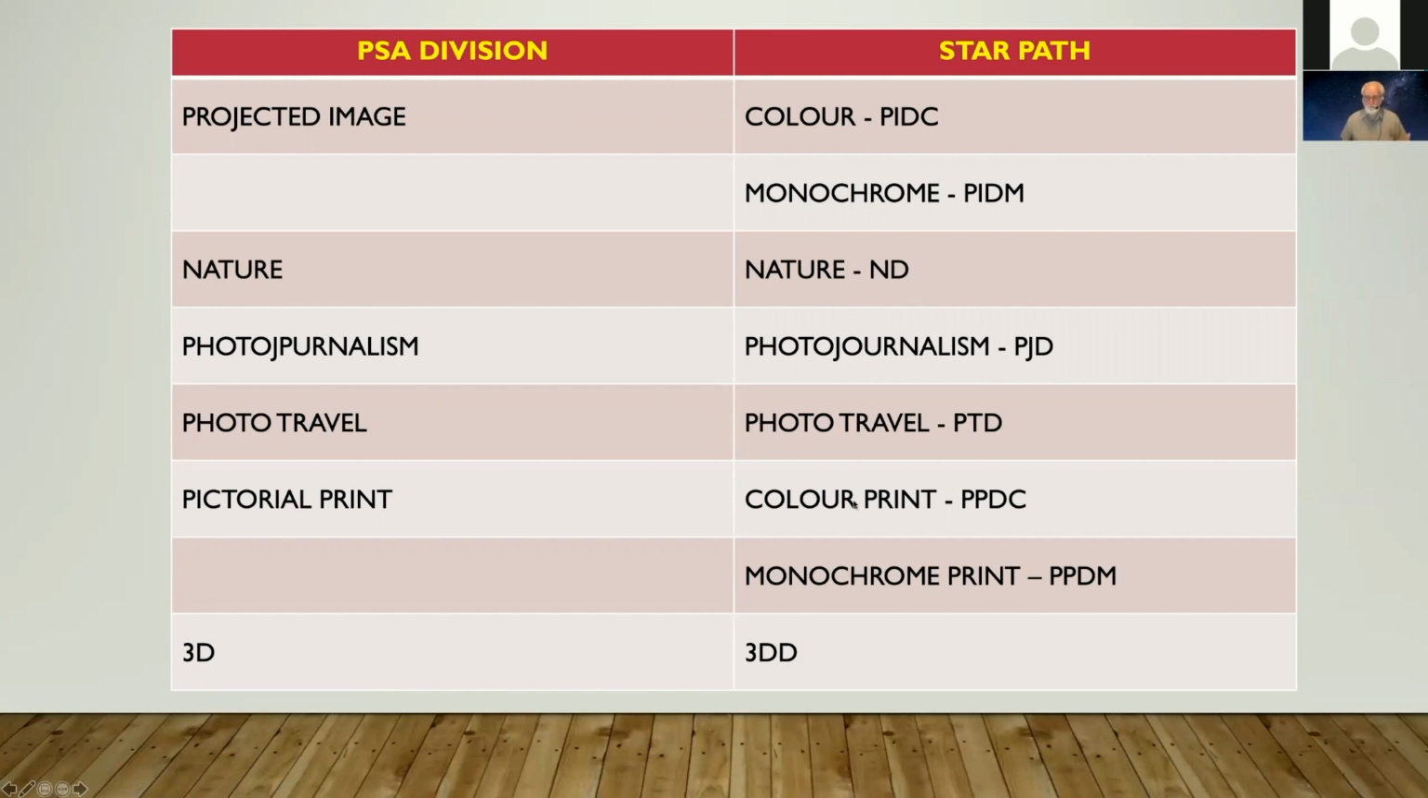And in the print division, you keep your color acceptances separate from your monochrome acceptances. So this just simply means that when you go to the PSA website and you download the application form so that you can apply for star ratings, you use a separate form for your acceptances in each of the different star paths. It might sound complicated at first, but you get used to the idea that you keep your acceptances in the different classifications separate.